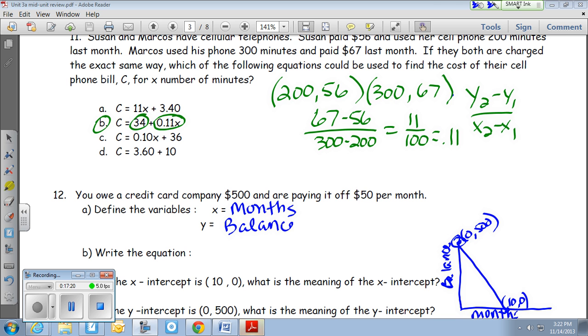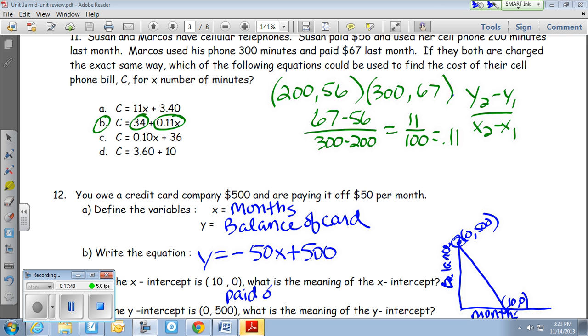Hopefully just going ahead and graphing it using the clues that I have helps you understand it. So I know I need slope-intercept form. I know the slope is negative 50x or m, whichever you want to do. And then I know that my y-intercept is at plus 500. So that's your equation. And the meaning of the x-intercept is paid off in 10 months.